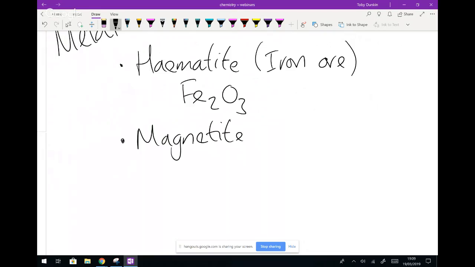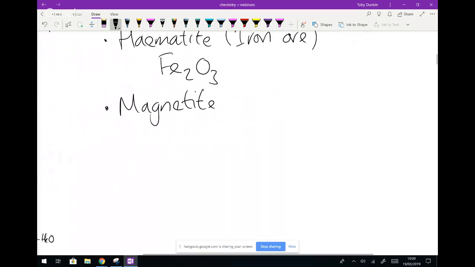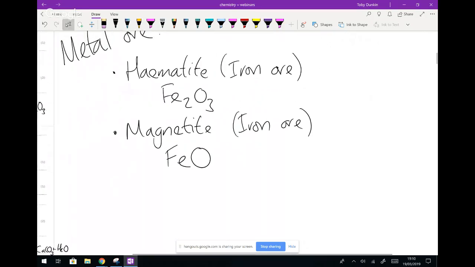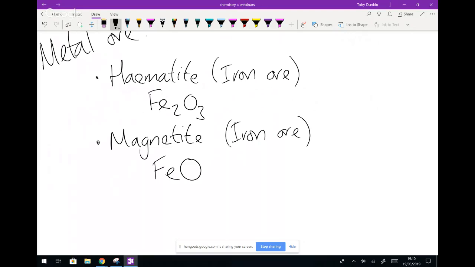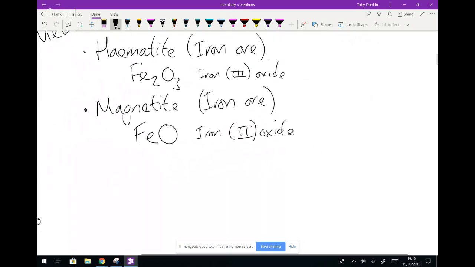There is another one called magnetite. Magnetite's name actually tells you a property about it, it's magnetic. And it's also an iron ore. But in this case, it's FeO. And it's nice to talk about the difference, because hematite, of course, is rust. This is iron(III) oxide. And magnetite is iron(II) oxide. Far rarer in nature. Iron(III) is the common one.